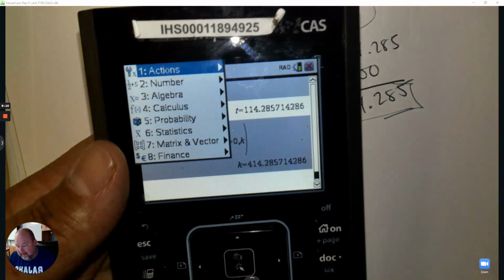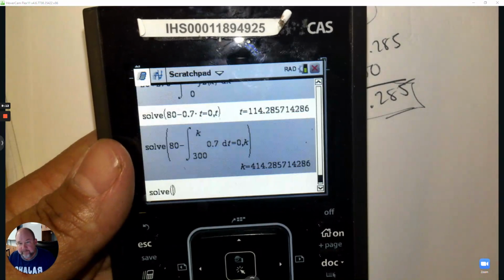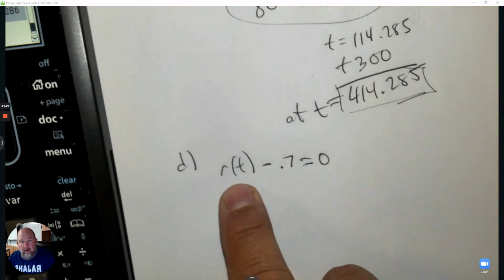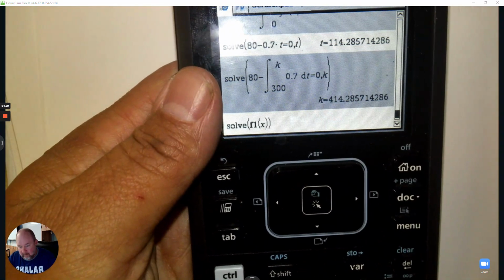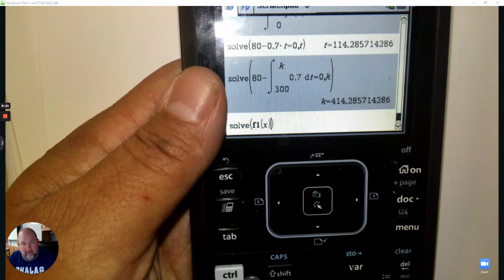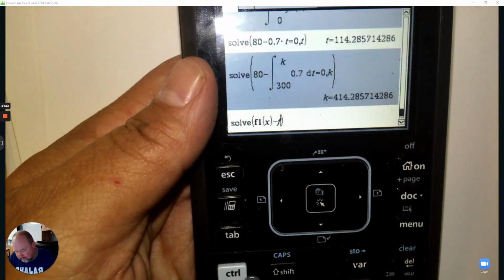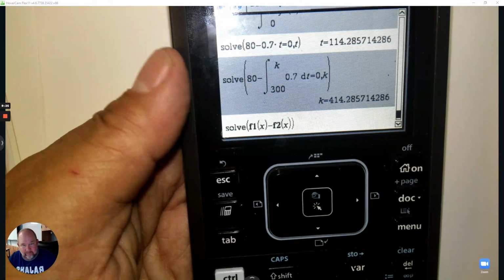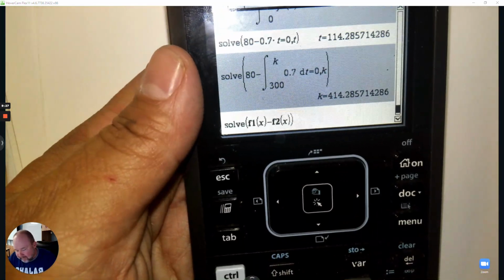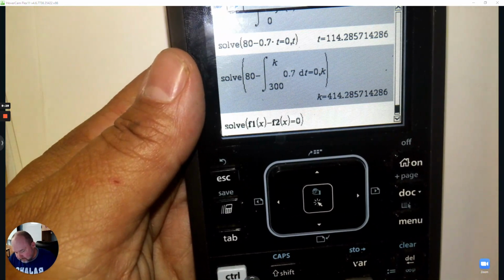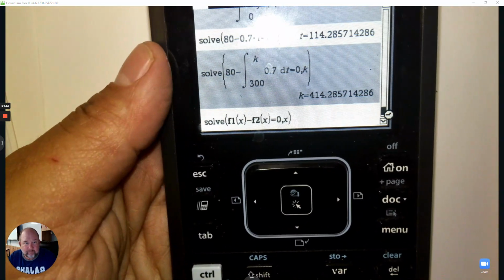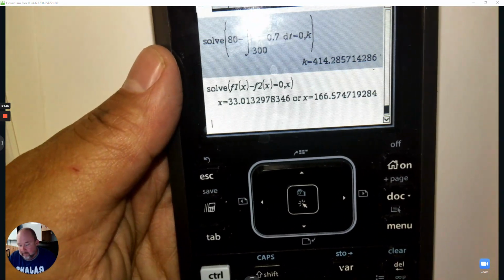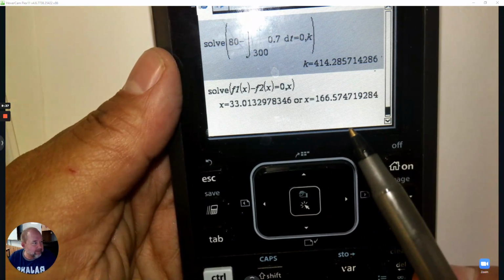You're going to go menu, algebra, solve. So R in my calculator is F1 at X. Subtract the second one. I can call it F2 at X or 0.7. I want to know when that's equal to 0. And I get 33 and 166.